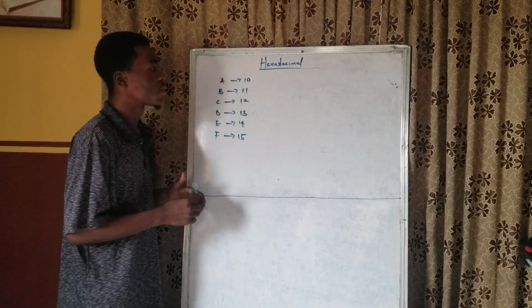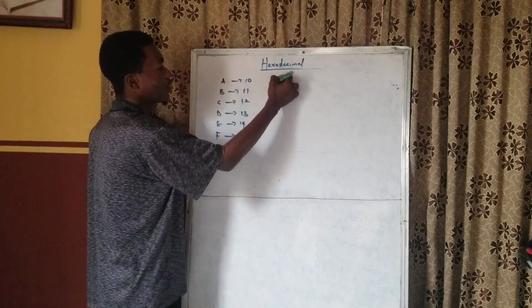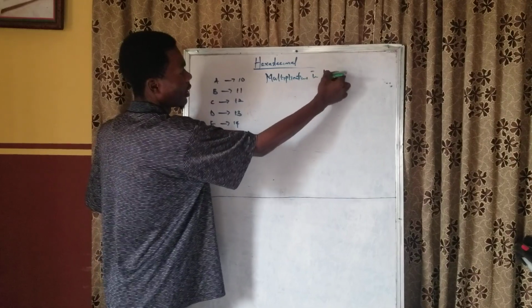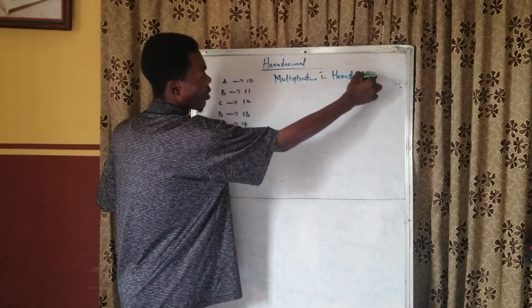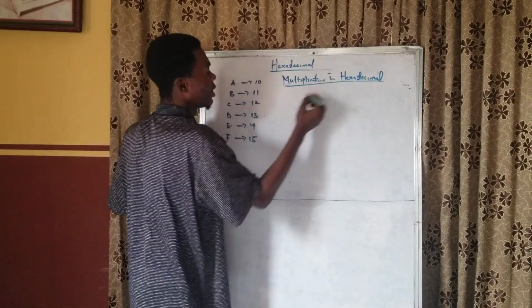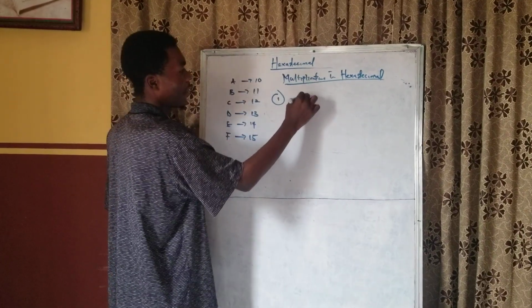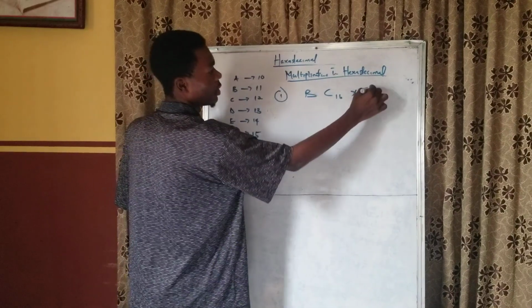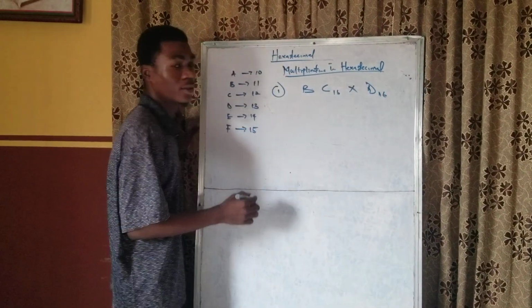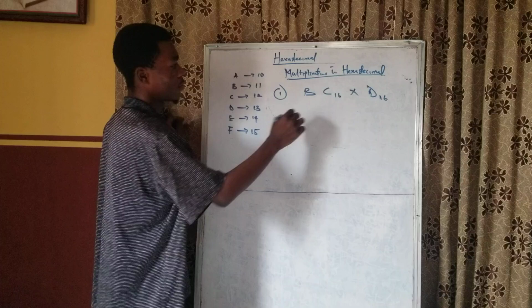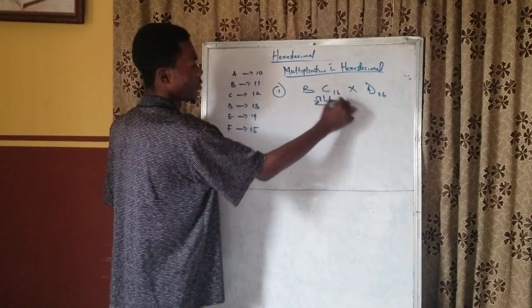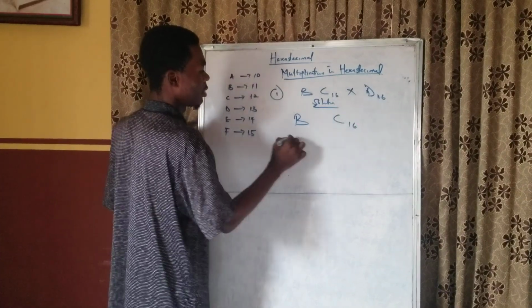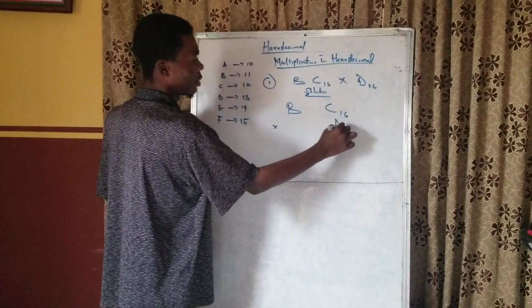So today we'll be dealing with multiplication in hexadecimal. Firstly, we'll be dealing with the first example. If we have BC base 16 times D base 16, let's start picking it one after the other. Solution. So what do you think we're going to do? That's BC base 16 multiplied by D base 16.